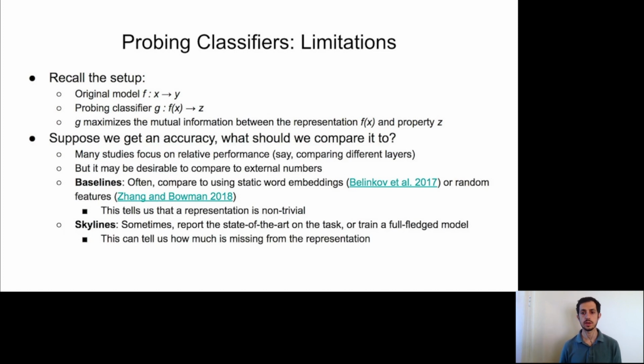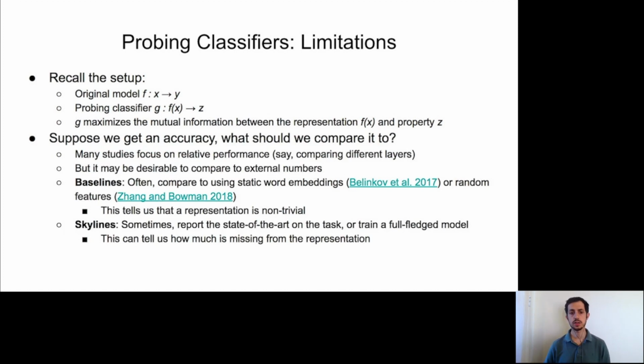Another very common baseline is to look at random features, and these actually turn out to be quite powerful. So many of these models, even if they are not trained, learn a pretty useful representation. So if our probing classifier trained on an internal representation achieves a number that is above those baselines, it tells us the representation is not trivial. The model has learned something beyond these simple baselines.